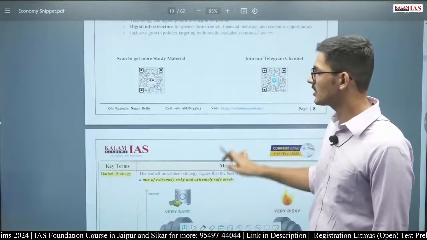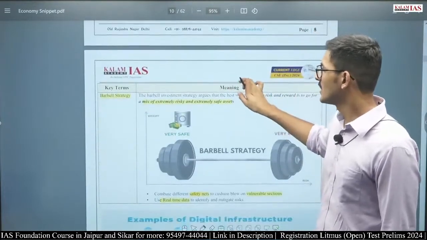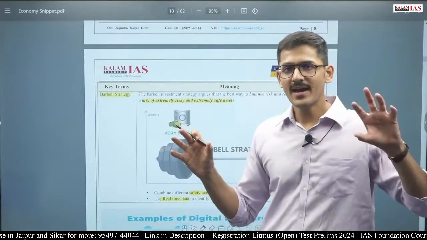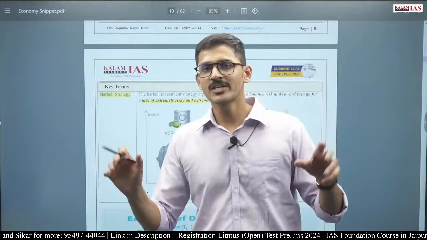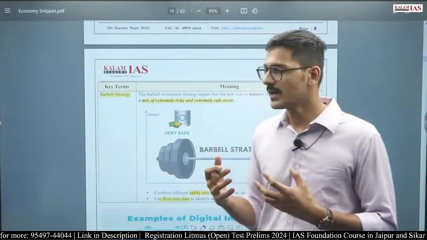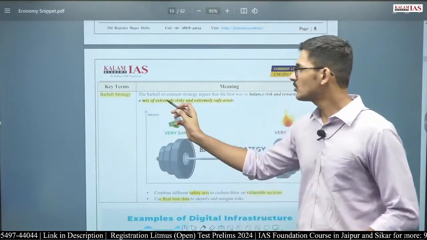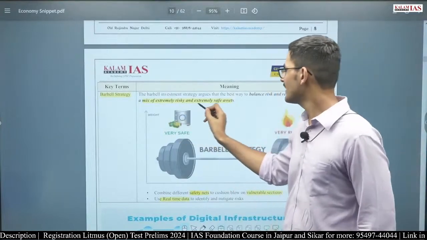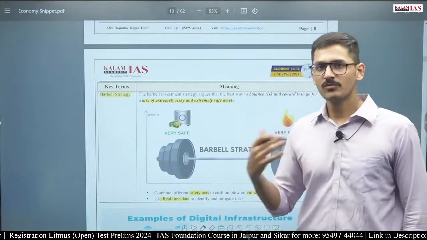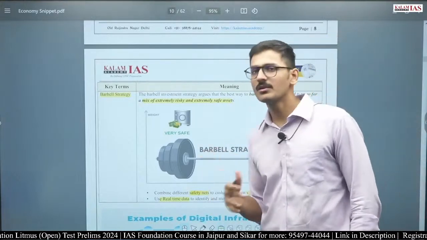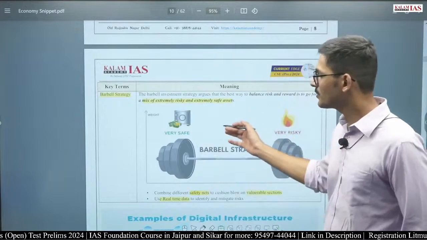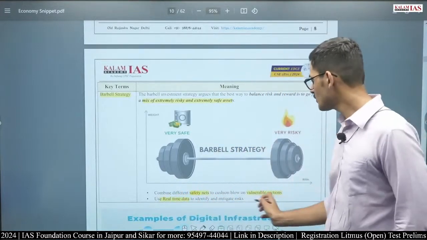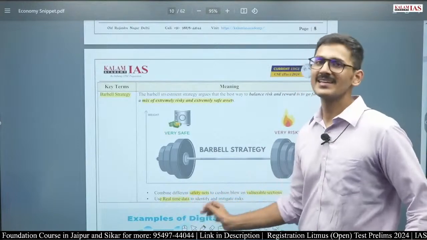So, what is Barbell Strategy? Barbell Strategy is basically a mixture of risk-free and extremely risky investment strategy used by investment bankers or investment funds. So, it is used basically in the financial markets, a mix of extremely risky and extremely safe assets. But the explanation given by the Ministry of Finance for the Barbell Strategy was, it is a combination of safety nets to cushion the blow to vulnerable sections with real-time data.